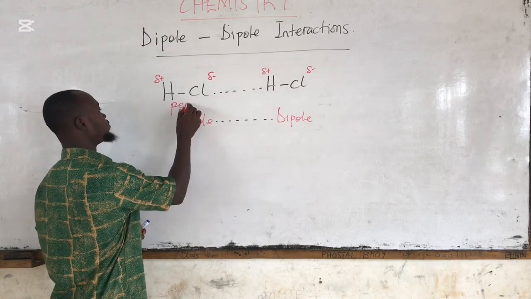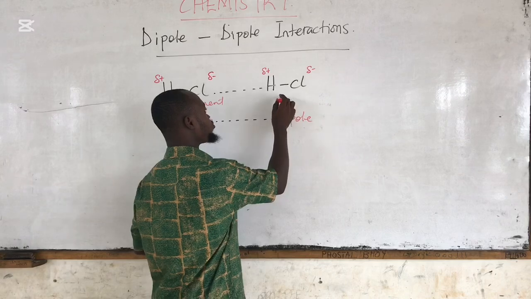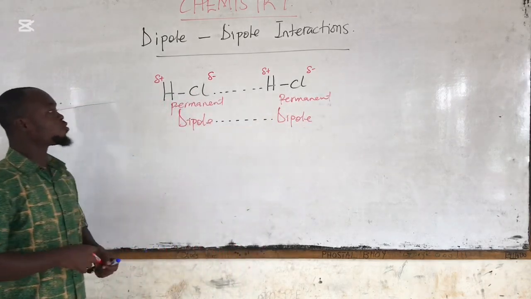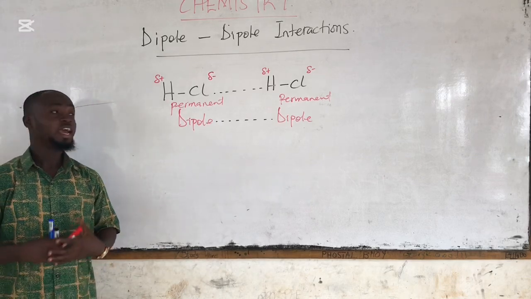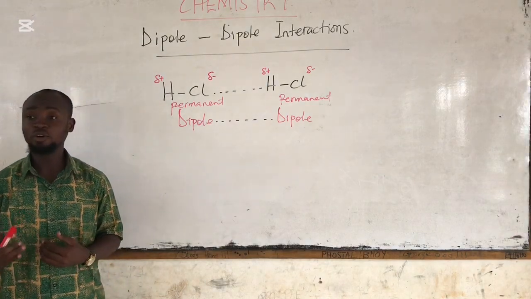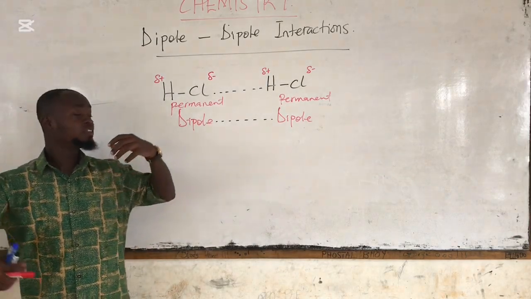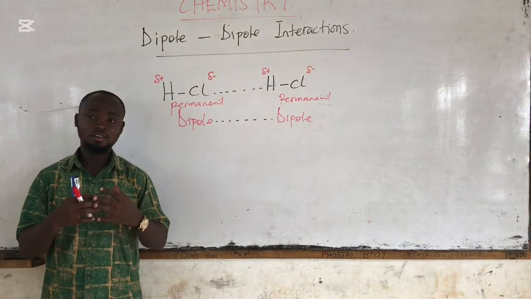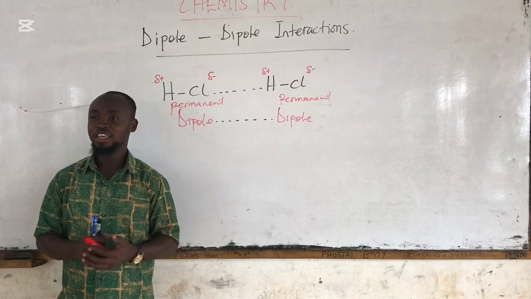So there is a permanent dipole here, there's also a permanent dipole here. So we can also call this a permanent dipole-dipole interaction. And it takes place between two polar covalent compounds brought near each other as a result of polarity, which introduces a dipole in their system. That is dipole-dipole interactions.